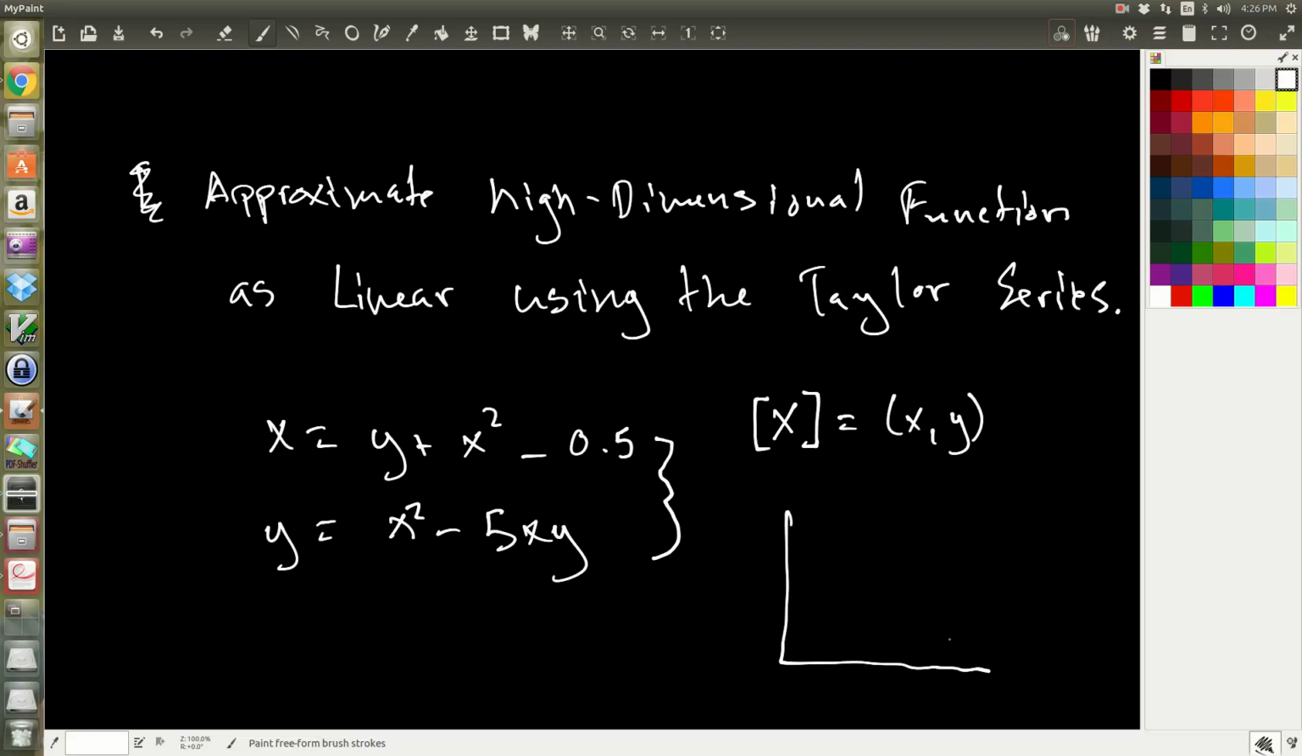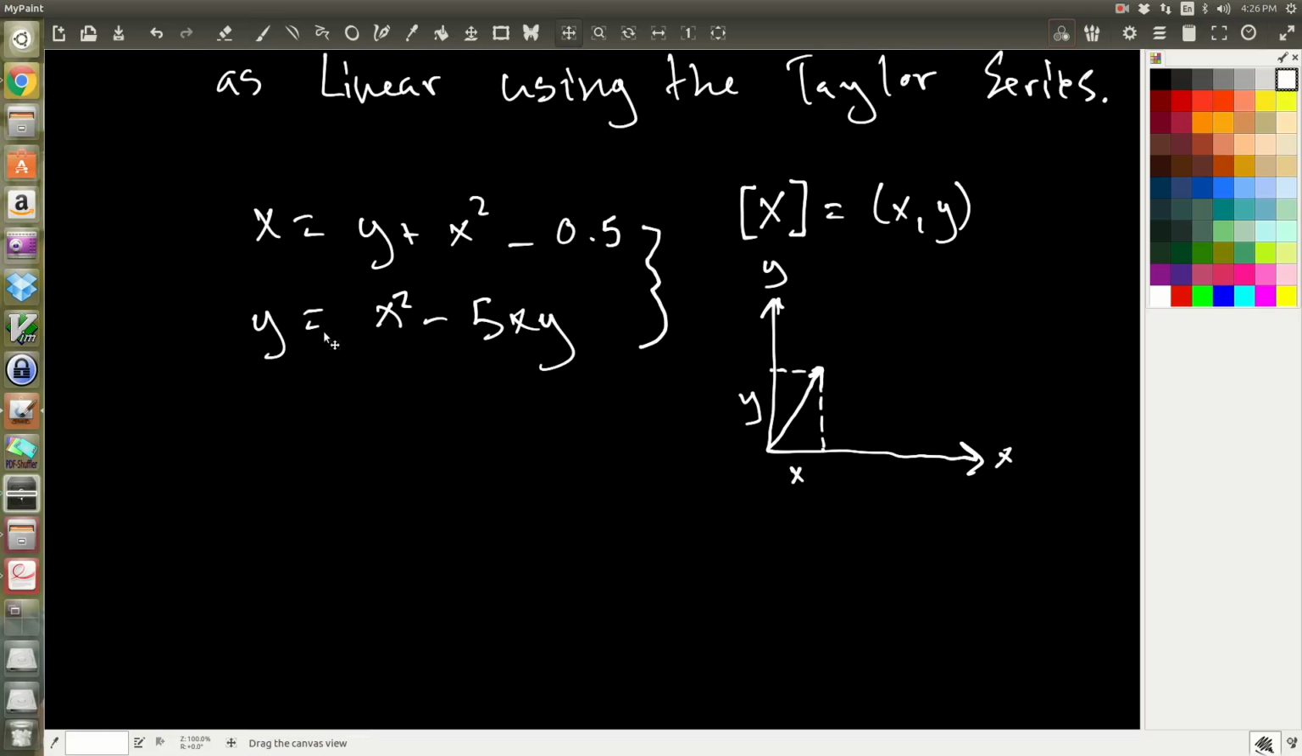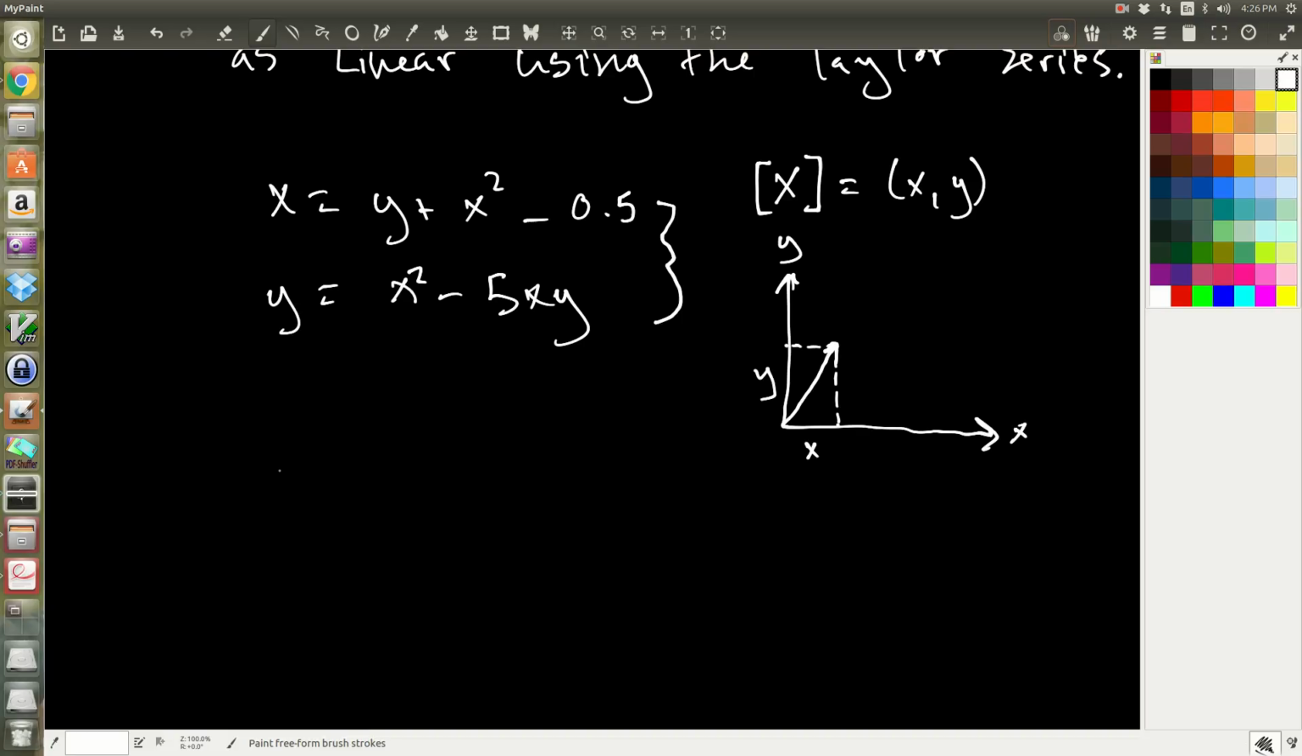So say I specify this is x and this is y, then some point here is going to be represented by this vector that points out to this point, and it's going to have an x component and a y component, right? So I could rewrite these equations as a vector valued function. So this is my function, and it returns a vector, and it takes a vector as input.